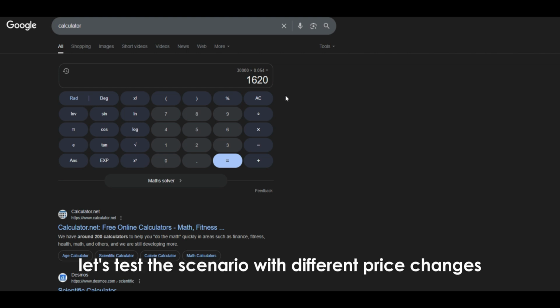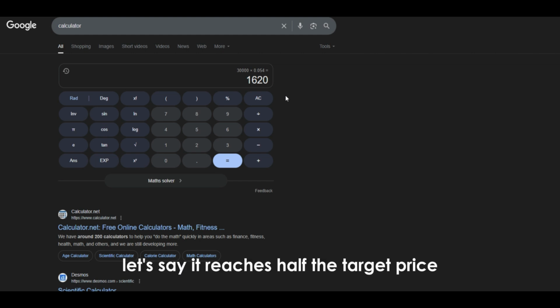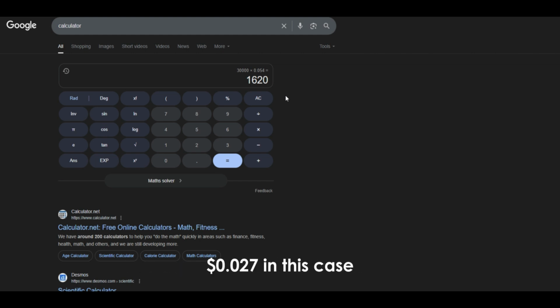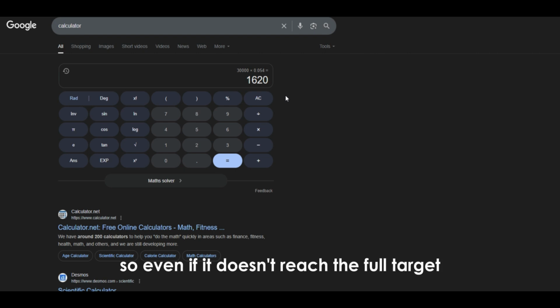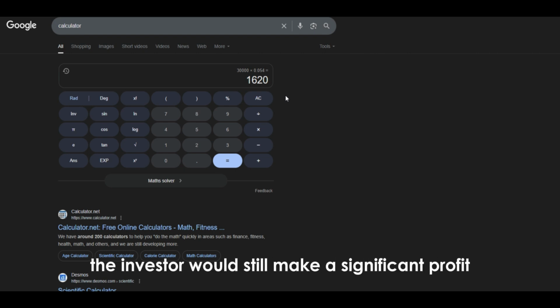Now, let's test the scenario with different price changes. Let's say it reaches half the target price, $0.027. In this case, 30,000 times 0.027 is $810. This is still a gain of over 440% compared to the initial investment. So even if it doesn't reach the full target, the investor would still make a significant profit.